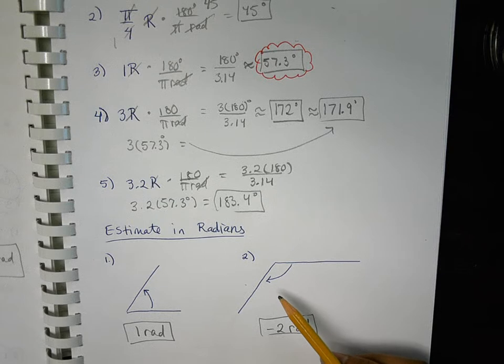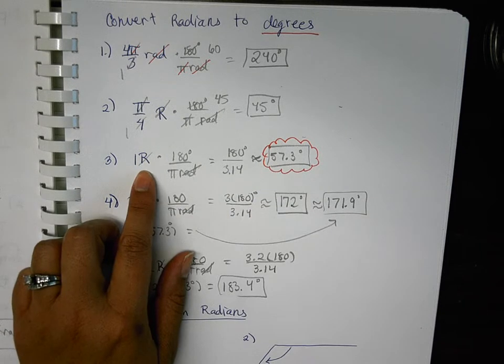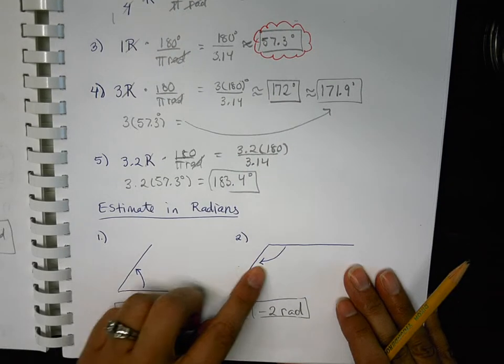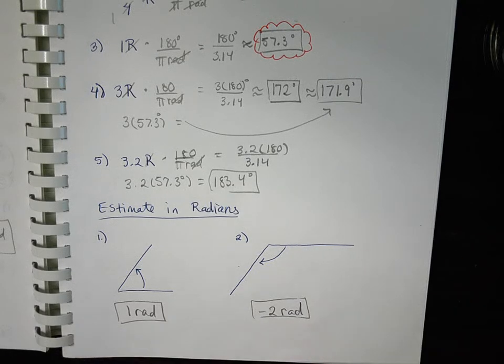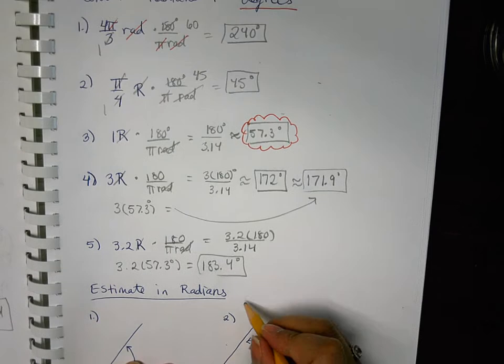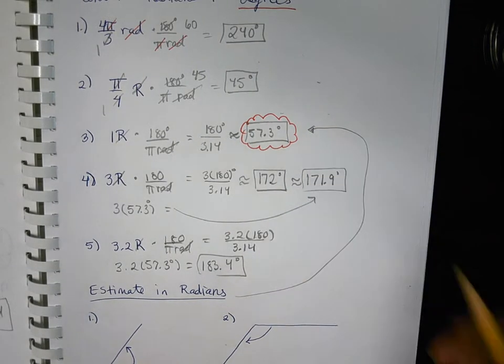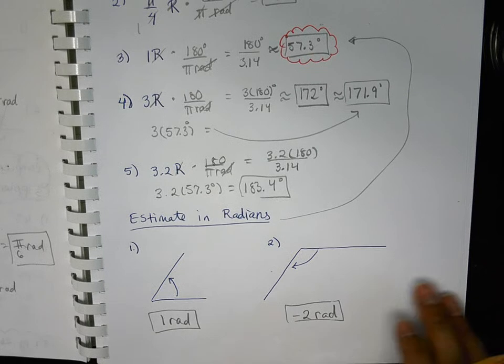Does that make sense? So if this looks closer to 120, then 120 would be double this, which would be 2 radians. And since it's going in the negative direction, it's negative 2 radians. Okay. All right, so what did we use here? We used that piece of information there. All right, questions here before we move on?